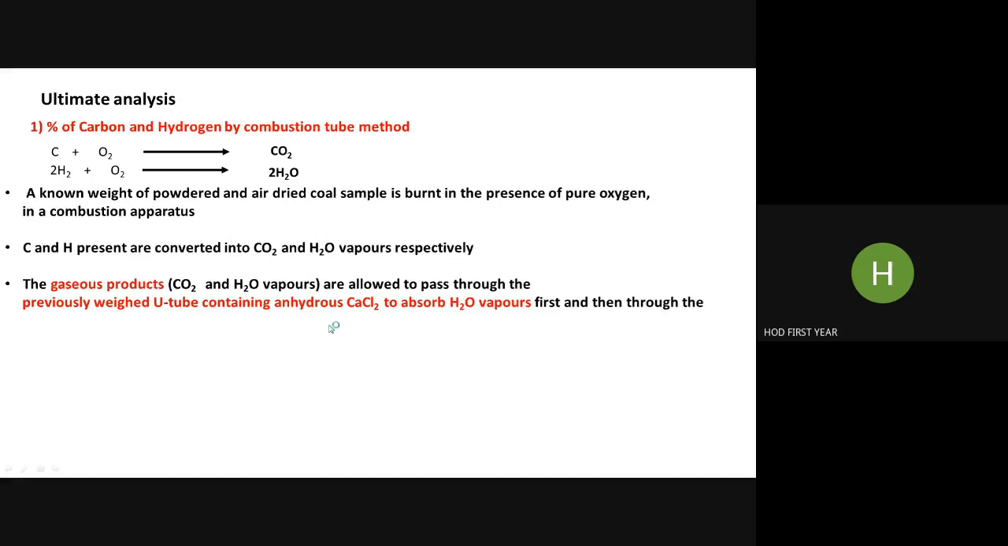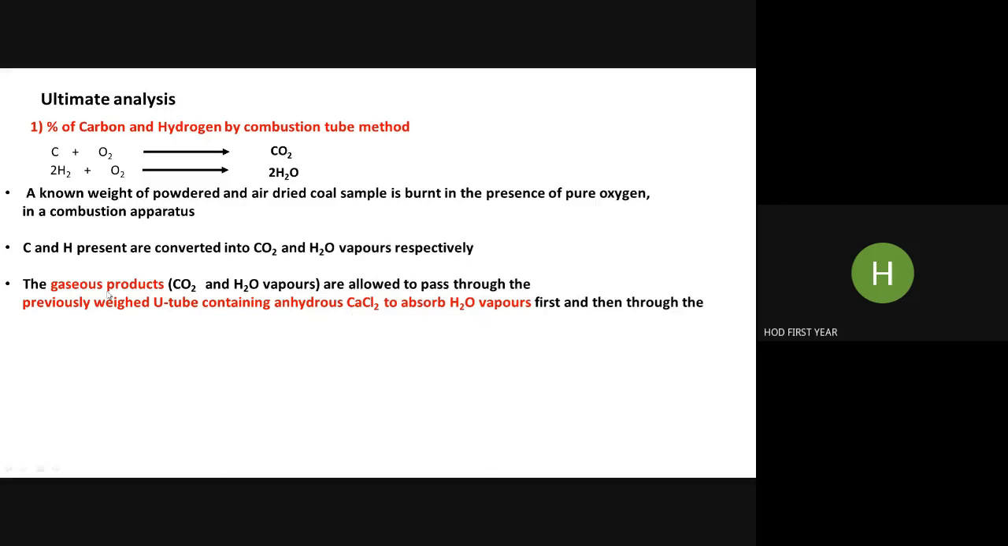After completion of the experiment, the weight can be determined. There is an increase in weight because now H2O vapors are absorbed. So final weight minus initial weight is the increase in weight because of H2O. That increase in weight is the weight of H2O, which we can express in terms of percentage of hydrogen. This is the first part.